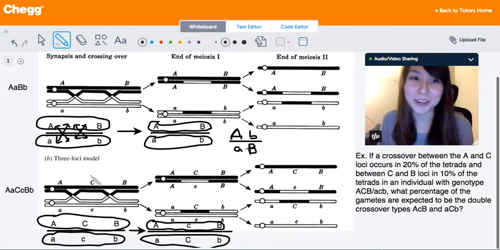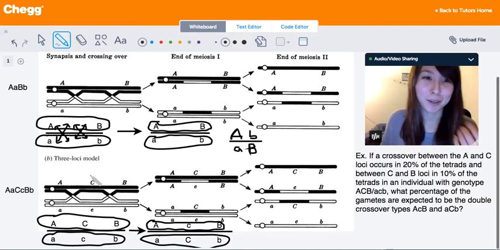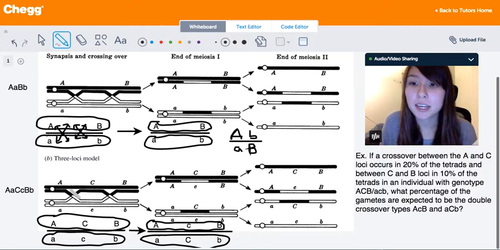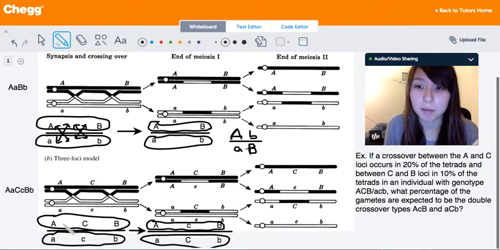And now let's bring our attention to the three loci model where things are different. When you have two crossovers occurring, one between the A loci and the C loci, and another between the C loci and the B loci, you end up with something called a double crossover, and you end up with progeny that have different phenotypes from the parents. When these crossover events occur, I'm going to draw it out here as well. When they happen, you get a switcheroo twice.